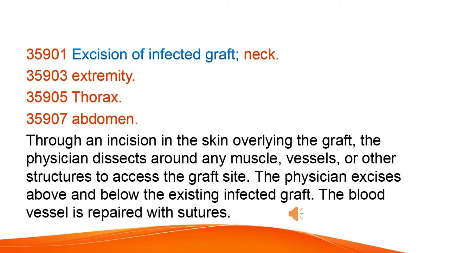Excision of infected graft, neck, extremity, thorax, abdomen. Through an incision in the skin overlying the graft, the physician dissects around any muscle, vessels, or other structures to access the graft site. The physician excises above and below the existing infected graft. The blood vessel is repaired with sutures.